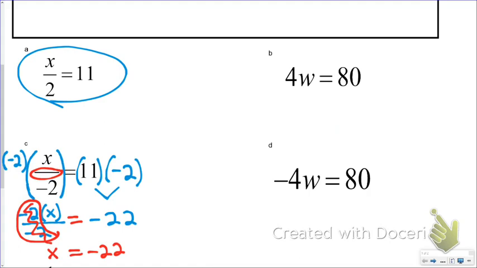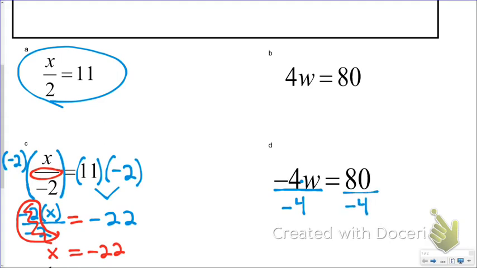Okay, so let's go a little bit faster here. Here we go. This is multiplication. To undo multiplication, I have to divide. And I'm going to divide by the same number that I multiplied by. So I'm going to divide by -4. And whatever I do to one side, I have to do to the other.